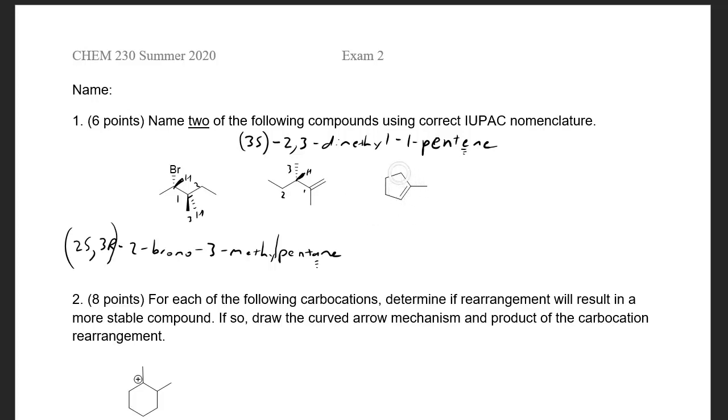All right, one more 5-membered ring. So we got one more pentene, and we have a methyl on our 5-membered ring. So this is carbon number 1, 2, 3, 4, 5 of our cyclopentene, and we have a methyl group on there. Our alkene is between carbon number 1 and 2, and we've got cyclopentene. So this is 1-methylcyclopentene.